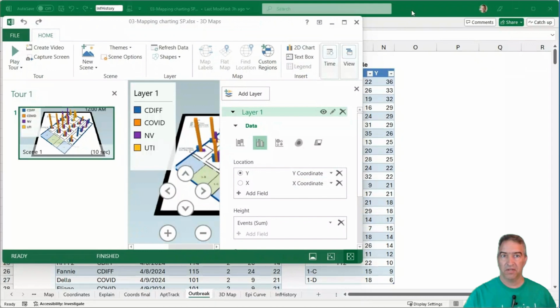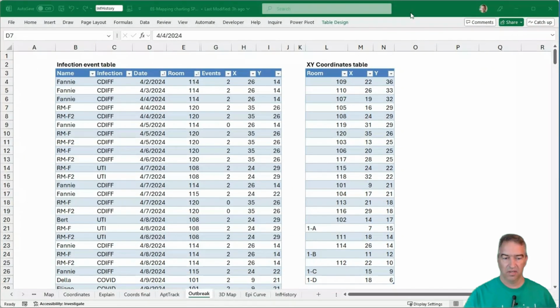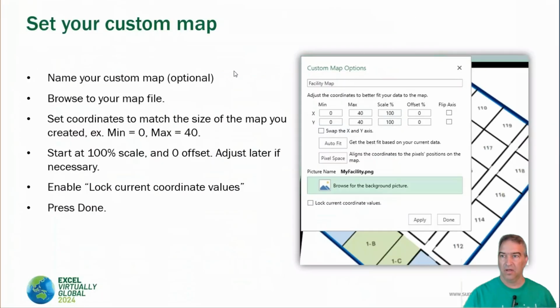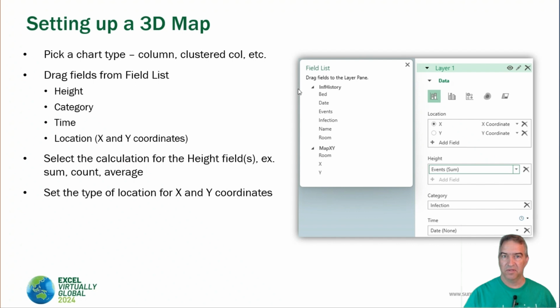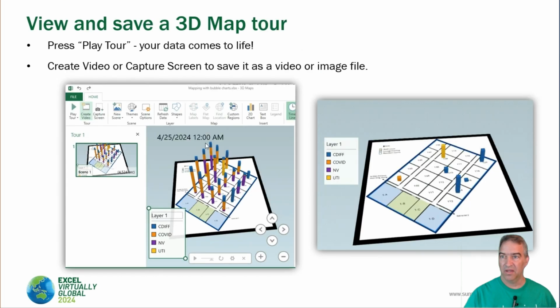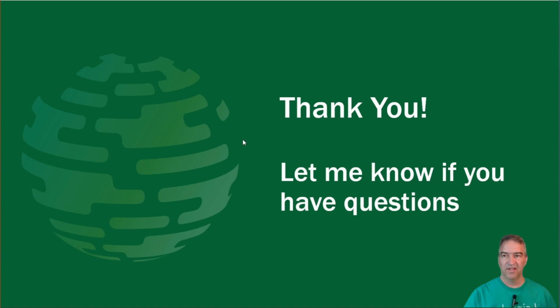So I'll just switch back to the presentation here. And okay, so I've shown how to set up your custom map in the 3D maps. I've shown about how to add all the fields over into the proper section of the chart in the 3D map, and then how to save your 3D map. So you can either save it as a video or just play it from within the 3D map window, or you can take a screen capture of it. And that's all there is to it. So hopefully that's been useful.